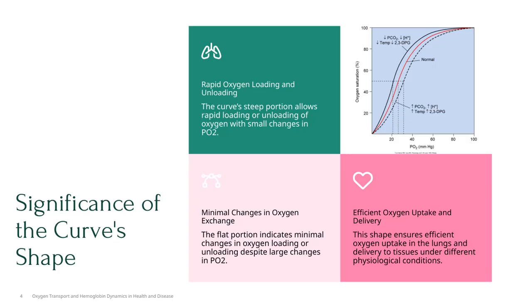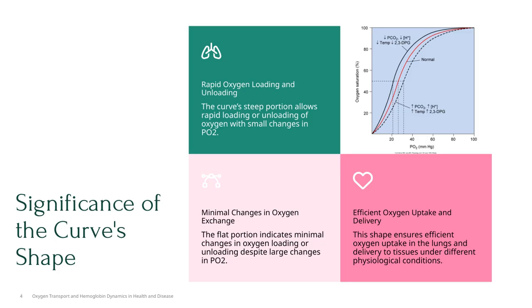Let's take a closer look at how oxygen loading and unloading work in the body. The curve's steep portion is really important because it allows for rapid changes in oxygen exchange. This means that small increases or decreases in the partial pressure of oxygen, or PO2, can lead to quick loading or unloading of oxygen from hemoglobin. It's a highly efficient system, especially in situations where the body needs to adapt quickly.